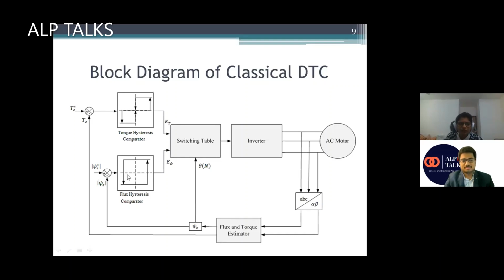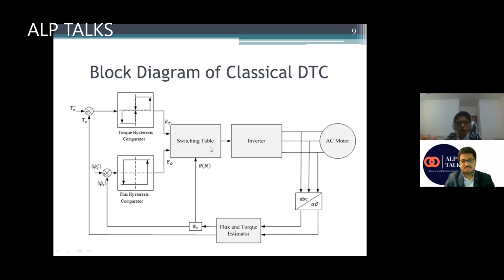When we come to the flux hysteresis comparator, it is a two-level comparator. If the error between the reference flux and the estimated flux is greater than the upper limit, it will give +1. If the error is lower than the lower limit, it will give -1. Along with these two outputs, we need one more input for the switching table or lookup table, which is the sector in which our flux or voltage vector lies. I'll explain how this sector comes later.